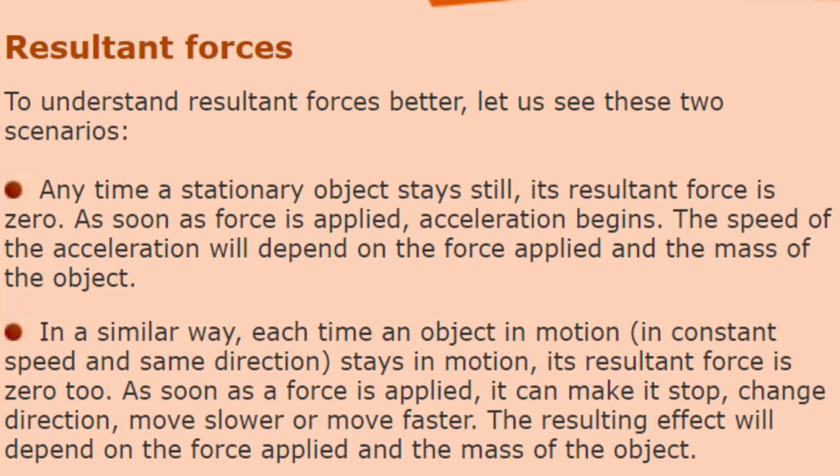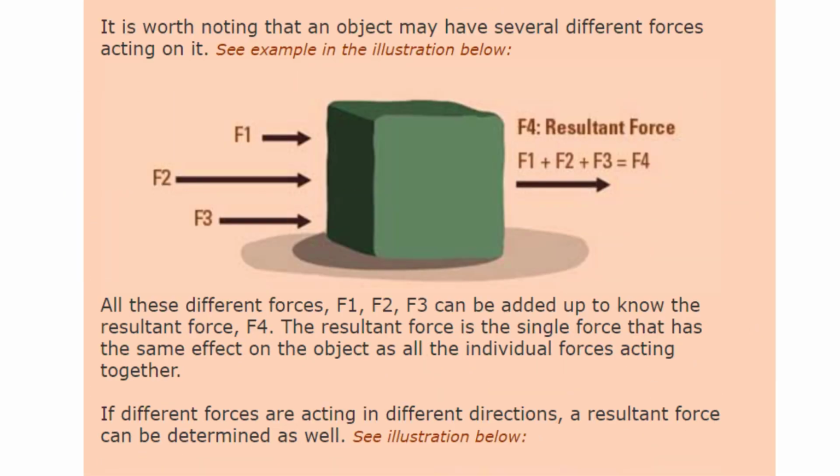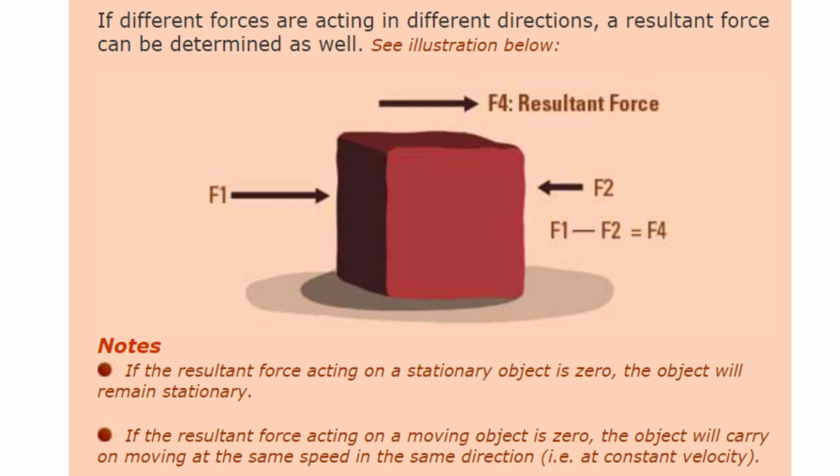It is worth noting that an object may have several different forces acting on it. See the example in the illustration below. Resultant force. All these different forces, F1, F2, F3, can be added up to know the resultant force, F4. The resultant force is the single force that has the same effect on the object as all the individual forces acting together. If different forces are acting in different directions, a resultant force can be determined as well. See the illustration below.